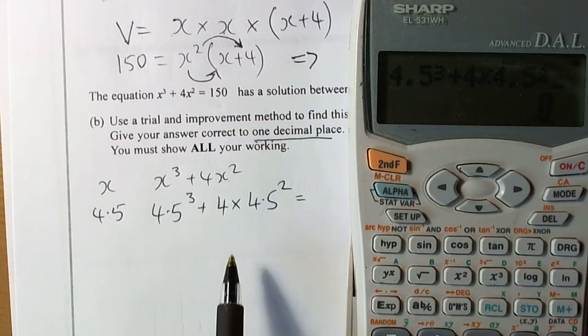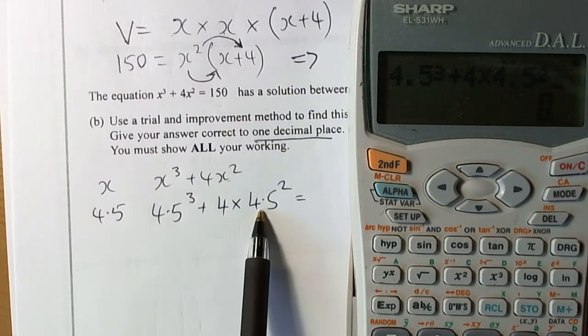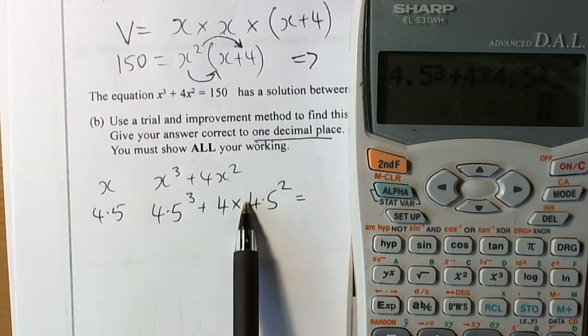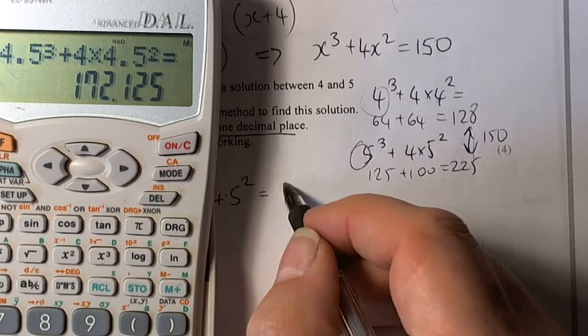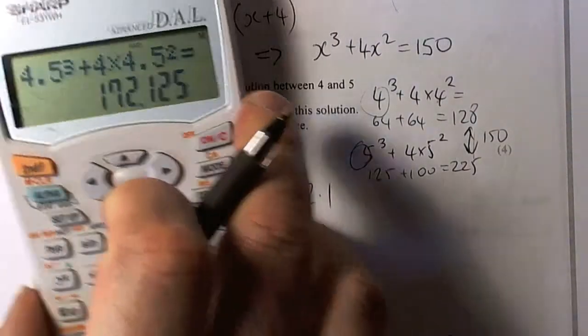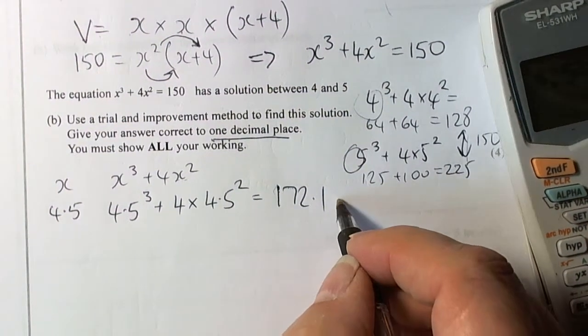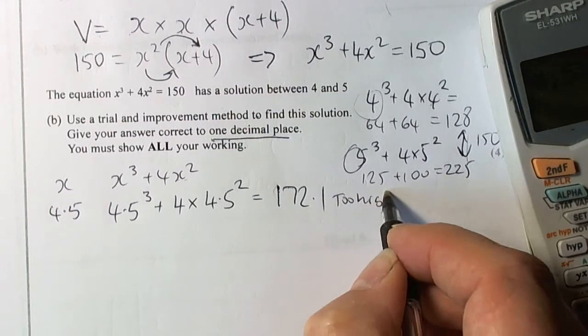Now again, just be careful with your BIDMAS. We don't do 4 times 4.5 and then square it. The question wants you to do 4.5 squared first, then do the timesing. So we press the equals to get the answer, so 172.1. We don't need to know all the other bits because this is higher than 150, so this is too high.